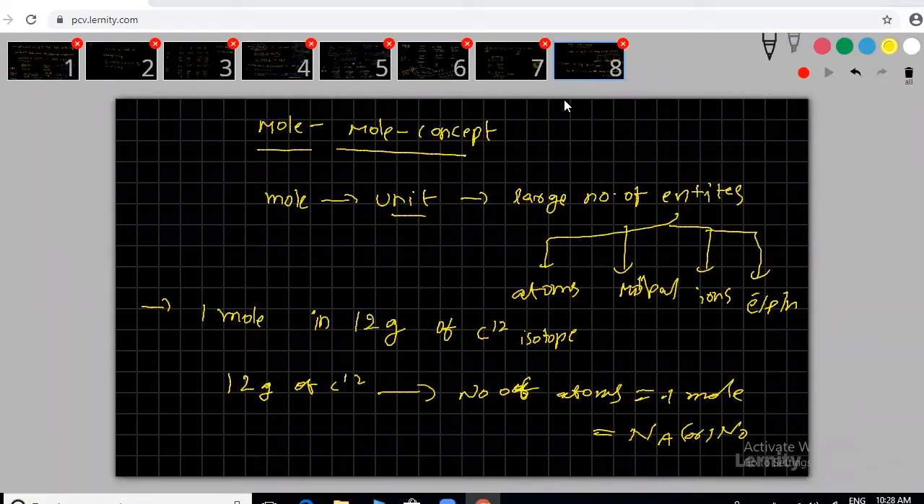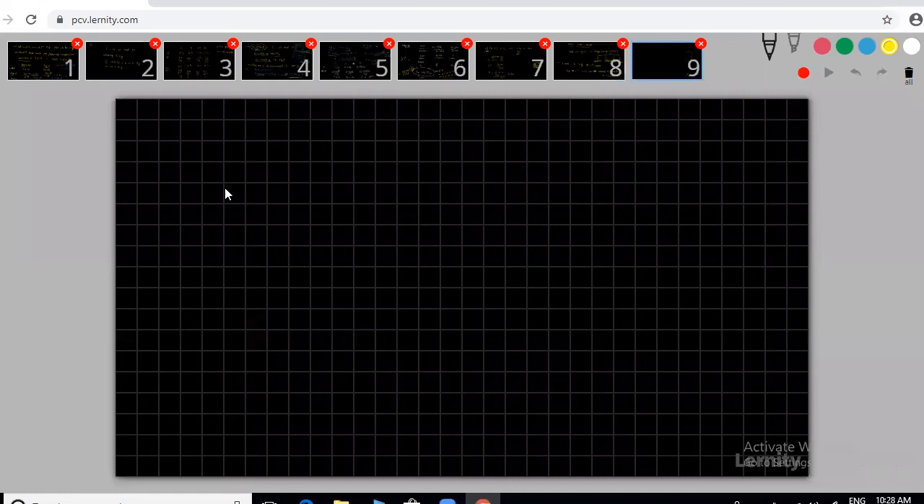Missing a sentence doesn't matter. You can write first: 12 grams of carbon contains number of atoms equal to 1 mole, that is equal to Avogadro number. Next. We already discussed this in previous classes, you can revise that one. So 1 mole equal to Avogadro number or Na, N naught, which is nothing but 6.022 into 10 power 23.